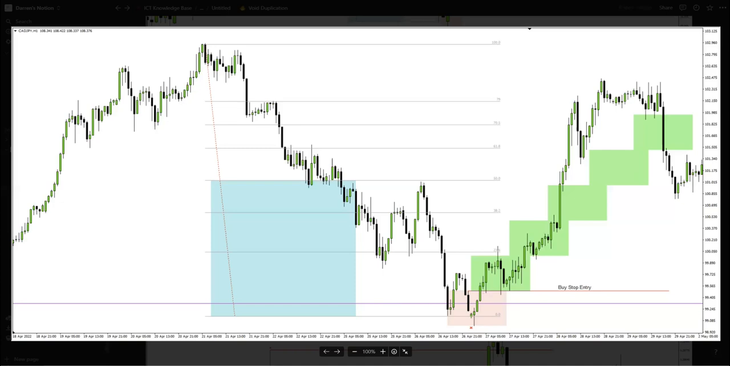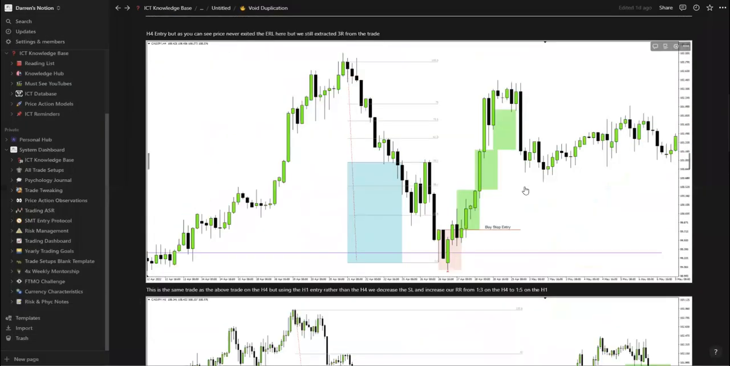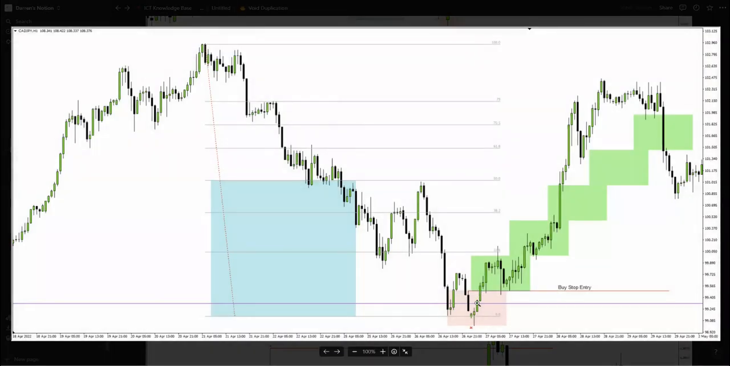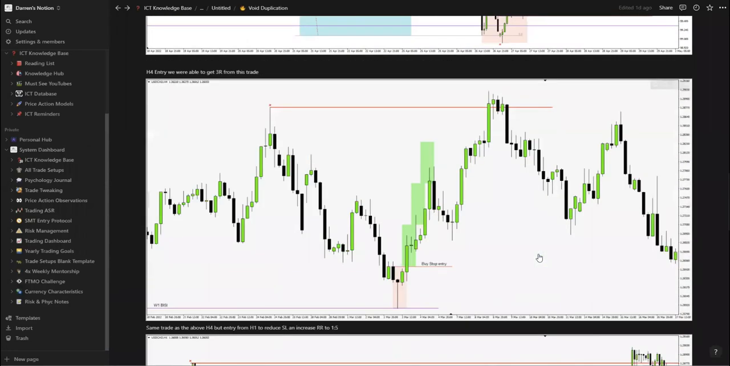Obviously, you can see from the 4-hour, you'd get only a 3R because your stop loss would be bigger. But because on a 1-hour, you can tighten up that stop using the same entry technique, same reason to take the trade. Boom, you trade and you get 1 to 5 instead of a 1 to 3.